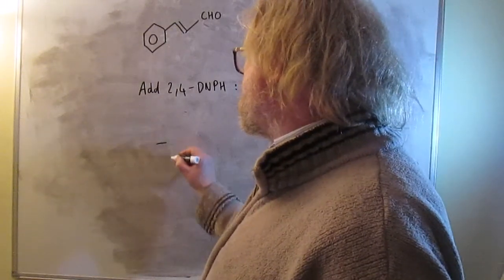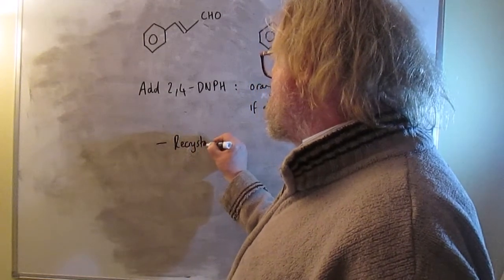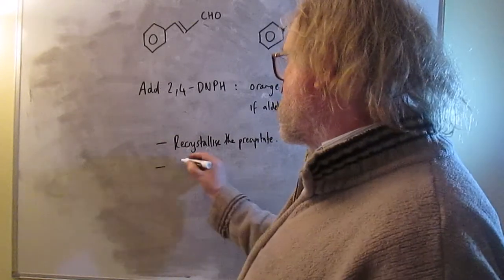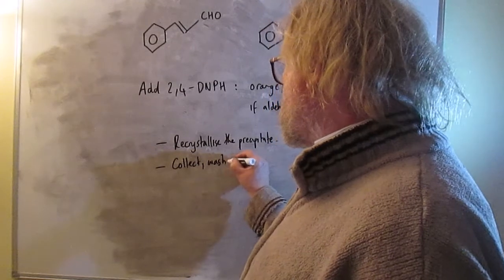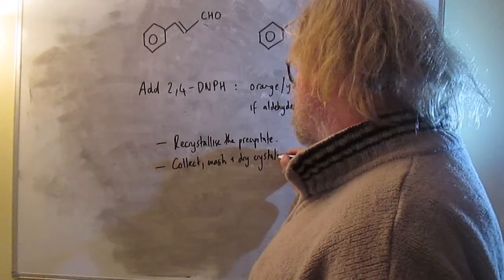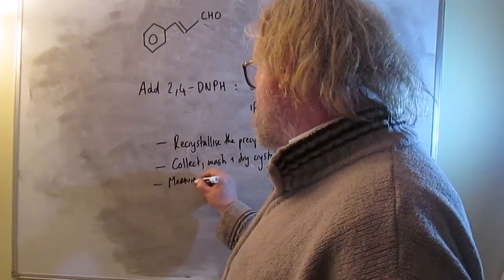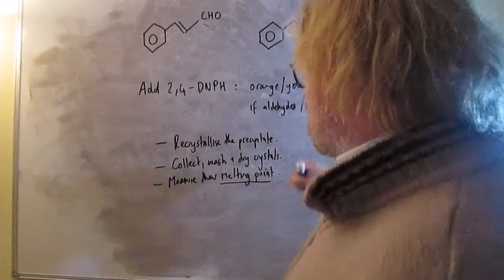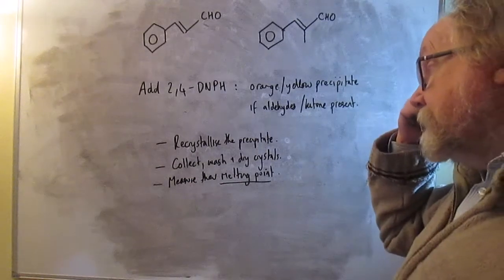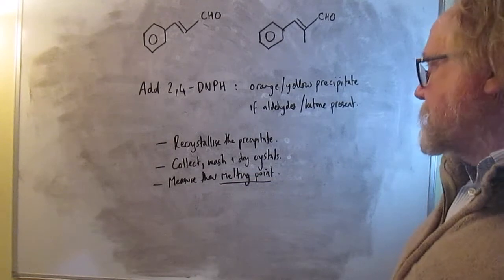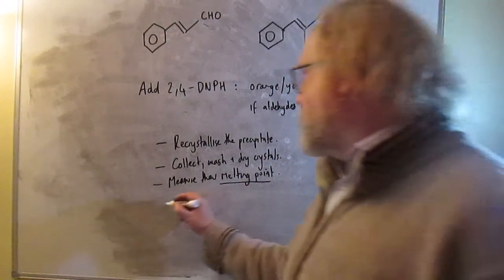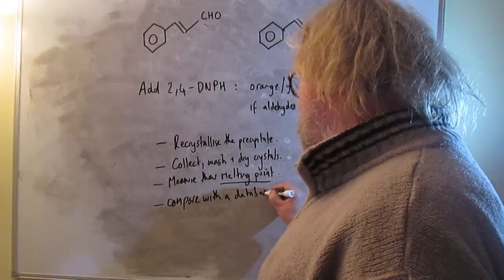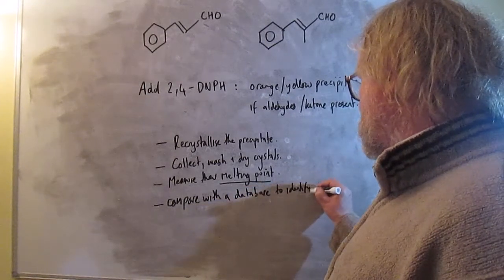And so what you do is that you can recrystallize the precipitate to purify it, and then you collect, wash and dry the crystals, and then the crucial thing is that you measure their melting point. So the purification is important here, because remember, impure substances, the melting point gets depressed, so it's important that you have the pure substance, and then you measure the melting point and you compare with a database. So you just look up the melting point on a database to identify the original aldehyde or ketone.